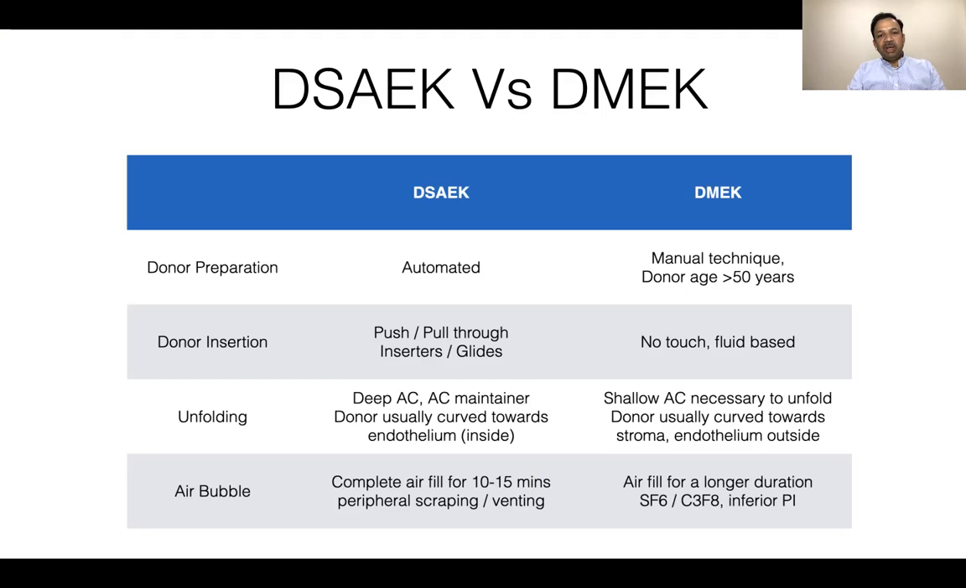For unfolding in DSEK, you require a deep chamber and use an AC maintainer. The donor usually curves towards the endothelium, whereas in DMEK, you prefer to have a shallow anterior chamber. The donor usually curves towards the stroma with the endothelium on the outside. In DSEK, you can do a complete air fill, and even if you release the air and leave an 80% air fill, the lenticule sticks better. Whereas in DMEK, you require the tamponade for a longer duration of time.